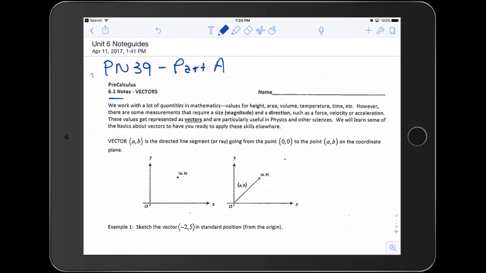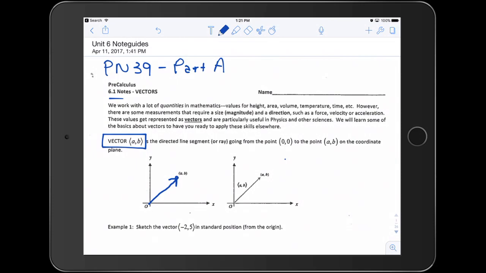Now a vector is represented in component form. It looks just like that right here. And it's a directed line segment or a ray. You're very familiar with rays from geometry, and it goes in this case from point 0, 0 to the point AB. So let's just say AB is right here, and we're going to create a vector of that length, and notice that the direction is going up to the right.